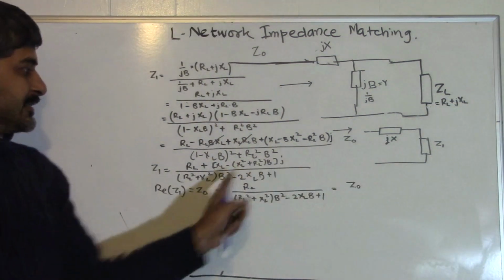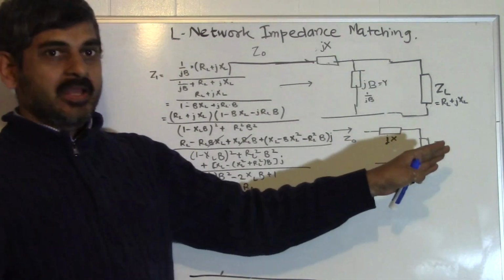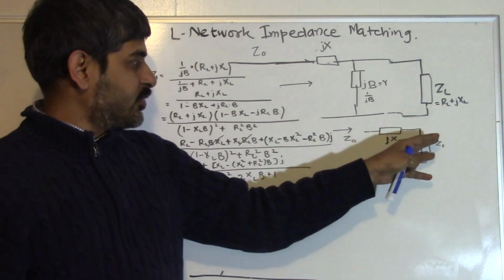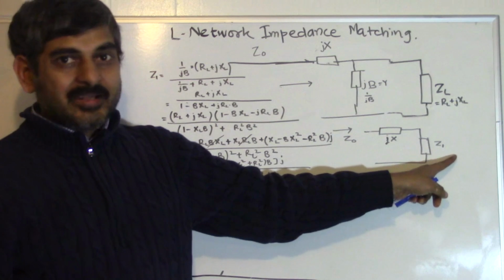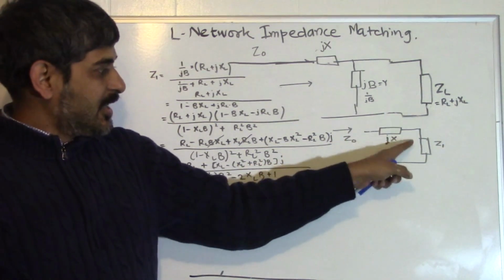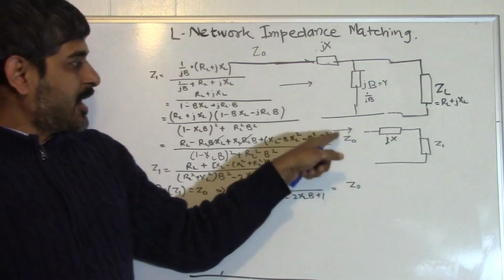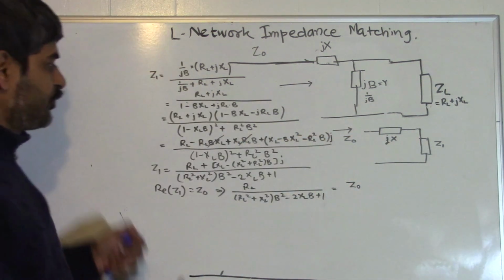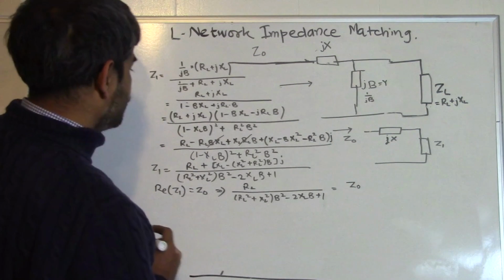That is the condition that the real part of this Z1 is Z0, because when you add Z0 with jX in series it will give you a real part, and that must be equal to Z0. So we can simplify this.